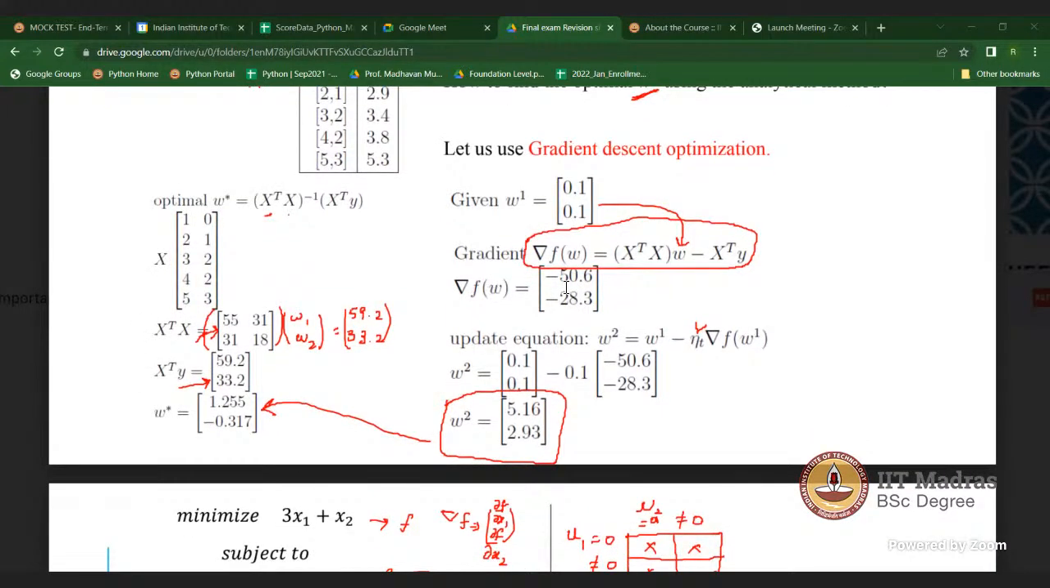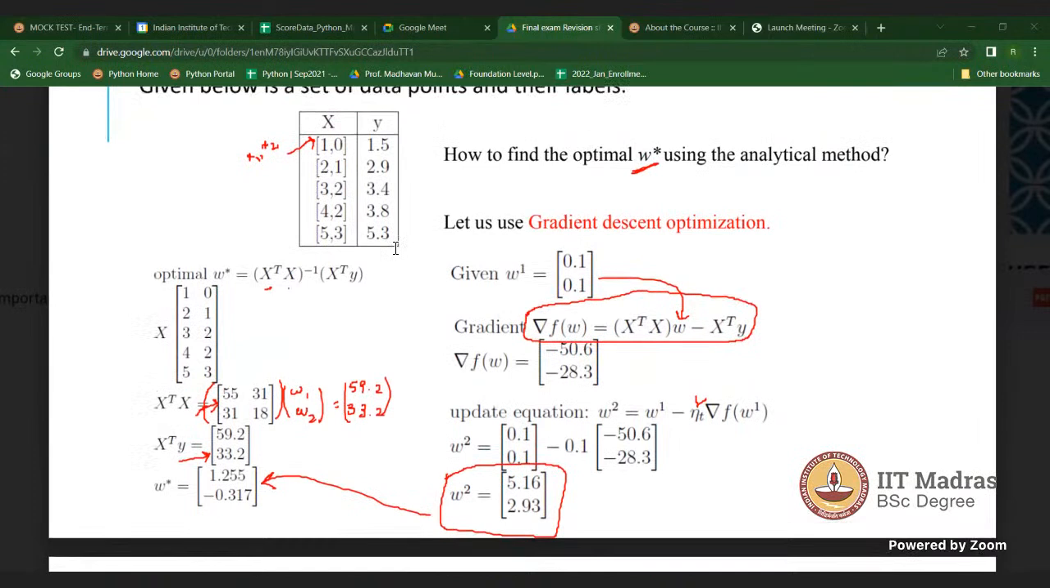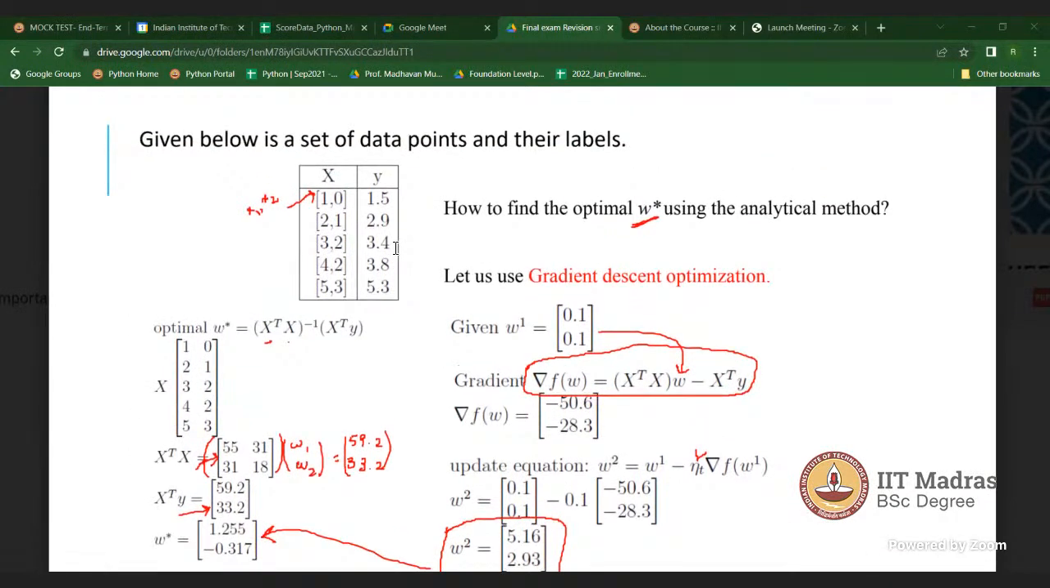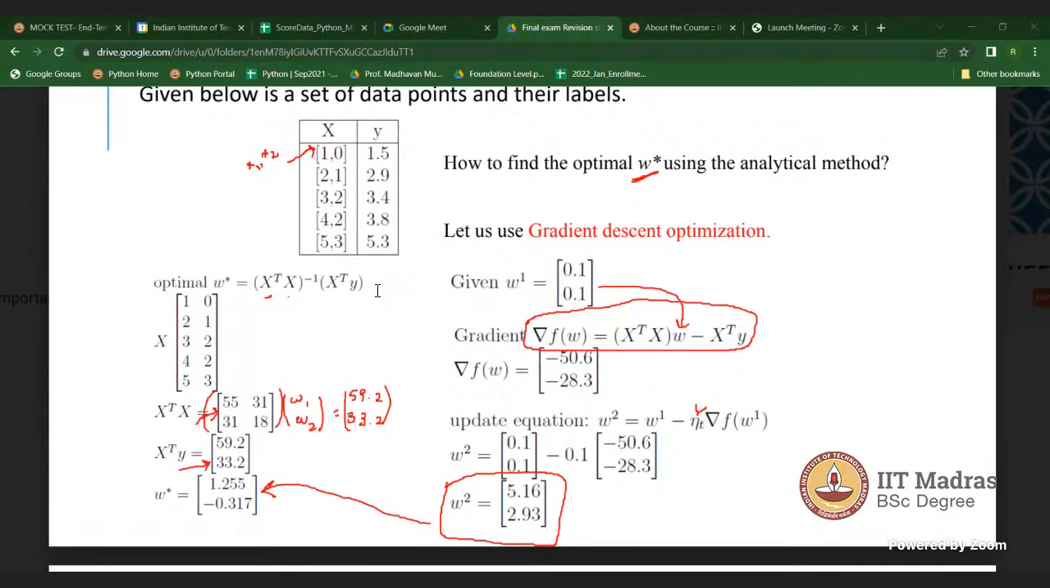Using the gradient of f of w, we can find w2 equals w1 minus eta t into gradient of f of w. Using this we'll be finding w2. For w2 we'll find the gradient of f of w2, and then we'll find w3. The process will keep repeating. Is this clear?